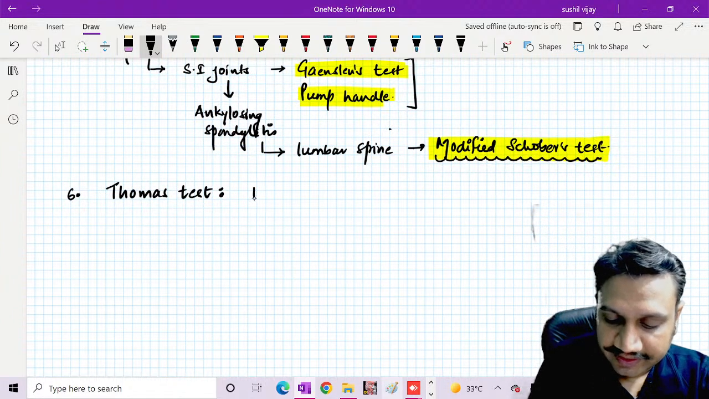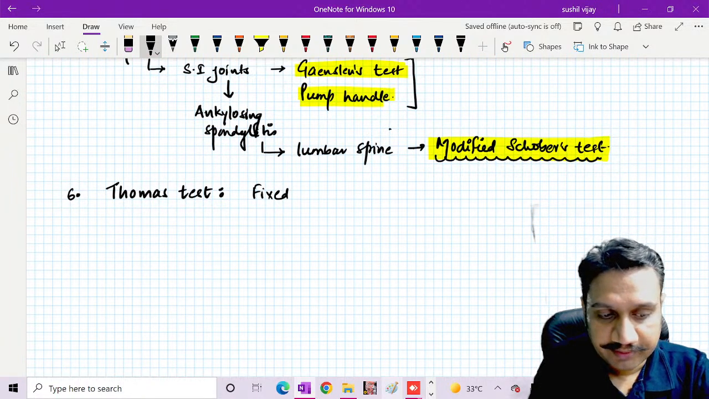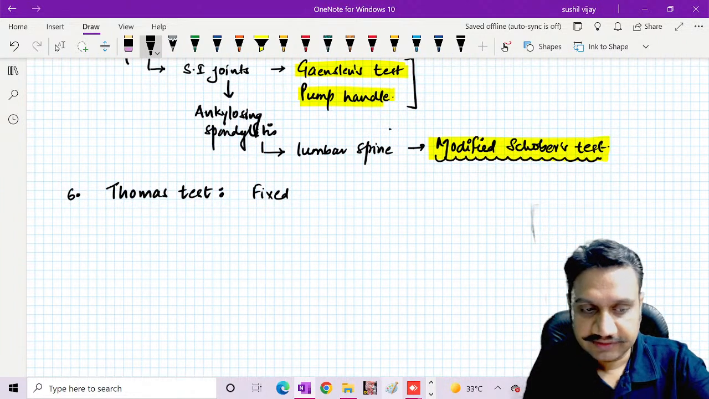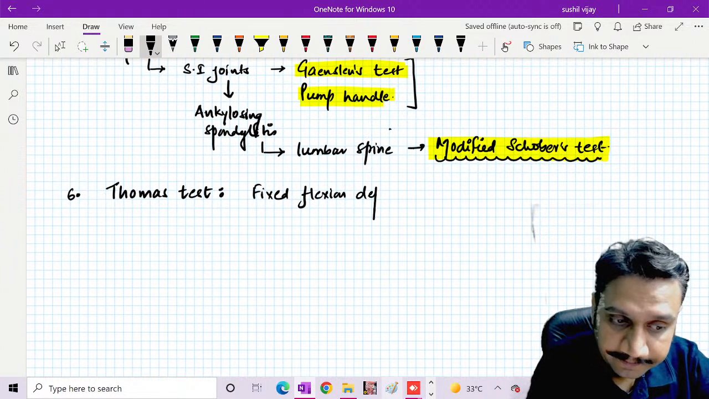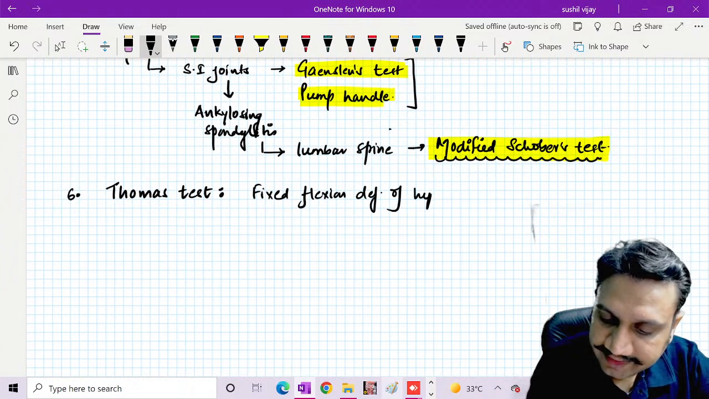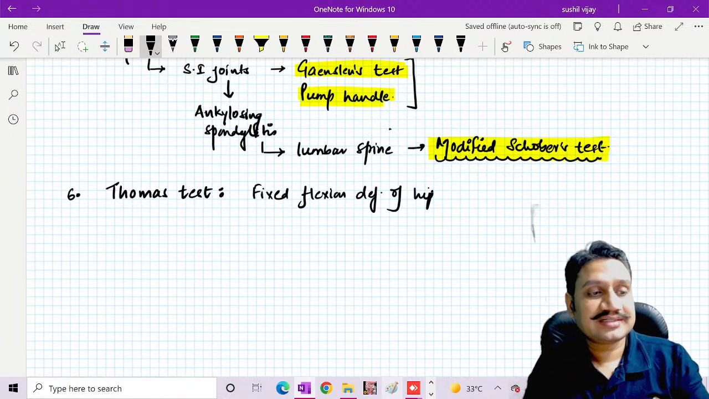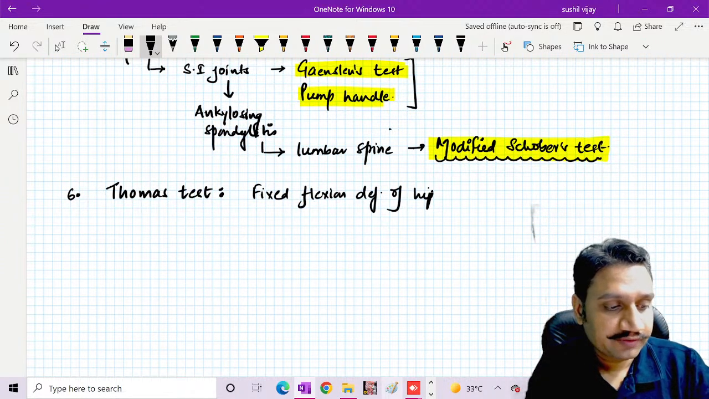So the Thomas test, why is it done? It is done for the fixed flexion deformity of the hip. Right? This was a very, very recently asked question. They asked you the steps of this test, isn't it? They asked for the steps of this test.